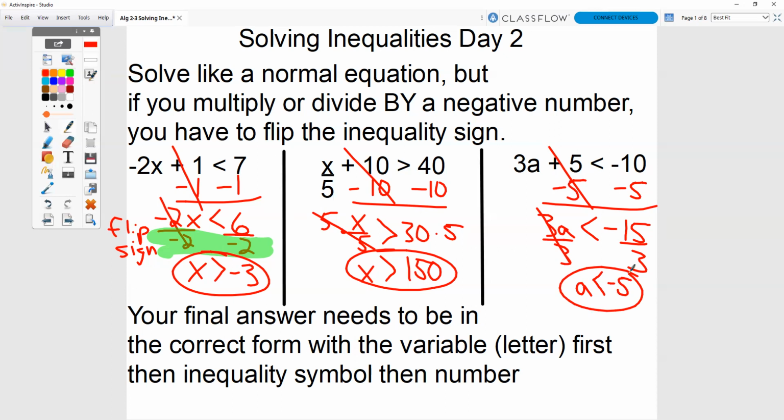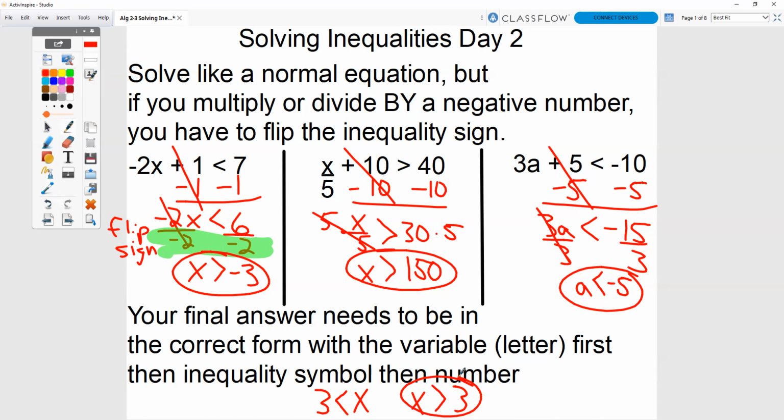Sometimes you're going to get answers where the variable or the letter will be on the other side of the inequality sign, the right-hand side. You might get answers that look like this. 3 is less than x. That's not written in proper form. When we go to write your final answer in proper form, the variable or the letter always has to come first. So when we flip things around, we're going to flip everything around, including the inequality symbol. So 3 is less than x really becomes x is greater than 3.